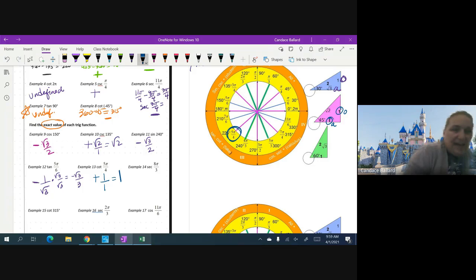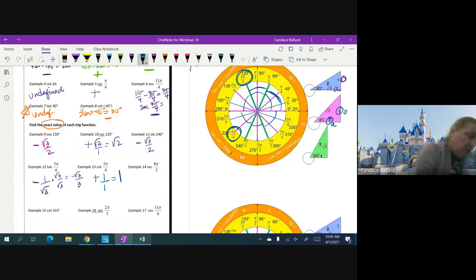All right, 8 pi over 3 is not on my unit circle. So I can either add or subtract 2 pi, or I can count the wedges. I'm going to count the wedges this time. How's that sound? So I'm going to do my pi over 3. Here's 1 pi over 3, 2 pi over 3, 3 pi over 3, 4 pi over 3, 5 pi over 3, 6 pi over 3, 7 pi over 3, 8 pi over 3 lands me here.